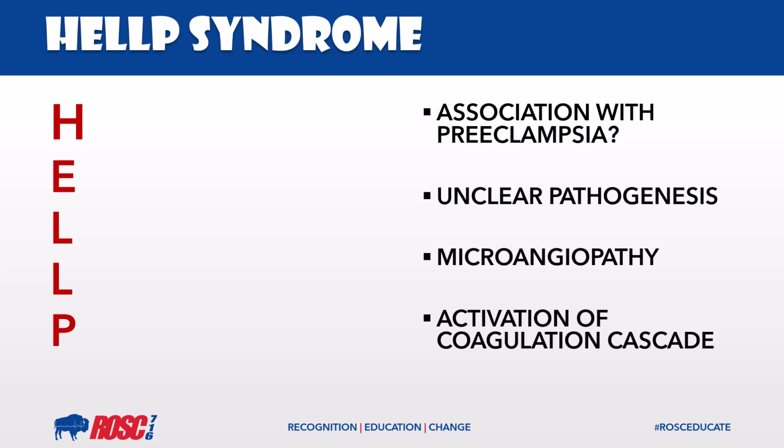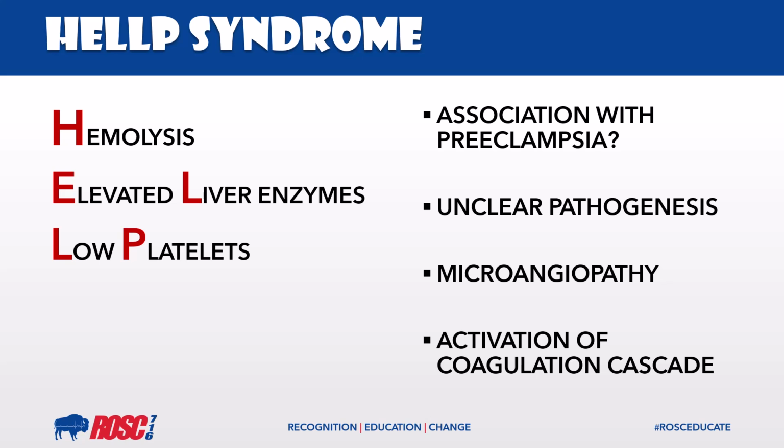Now let's move on to the HELLP syndrome. HELLP stands for hemolysis, elevated liver enzymes, and low platelets. Again, for time purposes, we can't go through the proposed pathophysiology, but there seems to be some association with preeclampsia. HELLP syndrome is defined by a microangiopathic anemia and activation of the coagulation cascade. Let's see what that looks like from a laboratory and a clinical perspective.